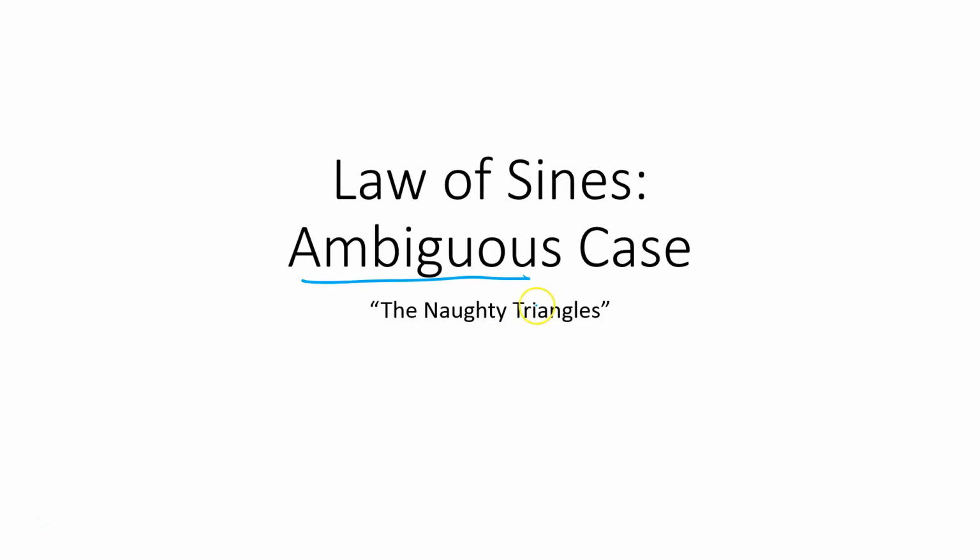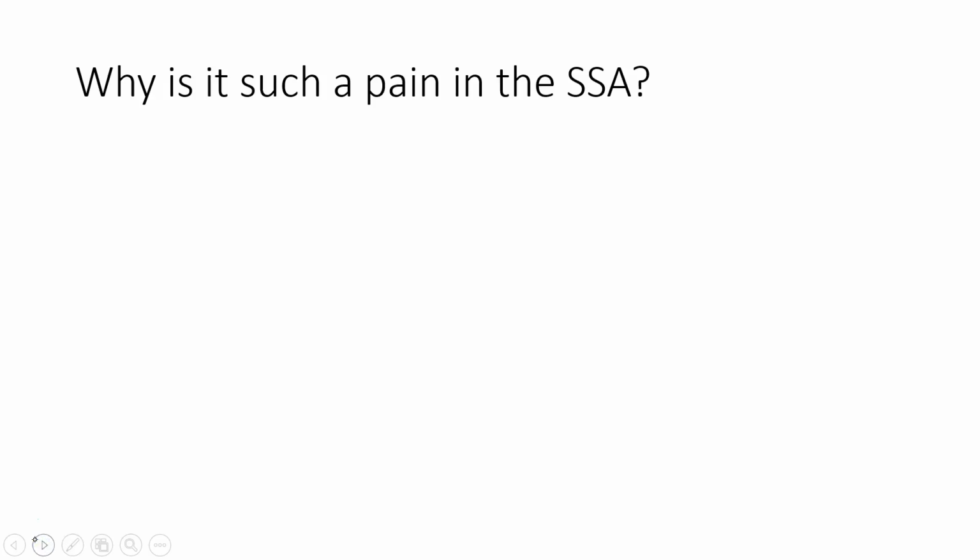We also call it the naughty triangles because they're the SSA triangles. Again, remember, you can choose your maturity level as far as which direction you write that. I will always refer to it as SSA. So, getting into it, first of all, why are these triangles such a pain in the SSA?